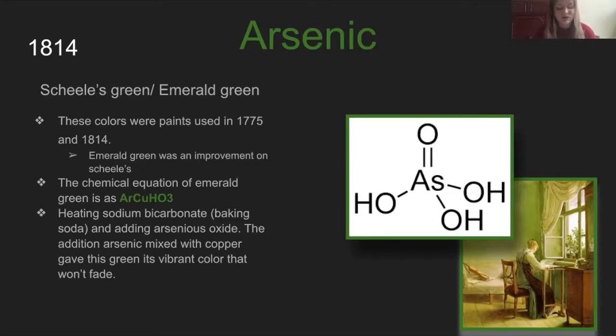They made these greens by heating sodium bicarbonate, which is basically baking soda, and adding arsenious oxide. The addition of arsenic mixed with copper gave this green its vibrant color that wouldn't fade. The chemical formula for green is arsenic, copper, hydrogen, 3 oxygen. It was a very toxic color back in the day, and there was talk that Napoleon died because he loved the color green and he painted his walls green.